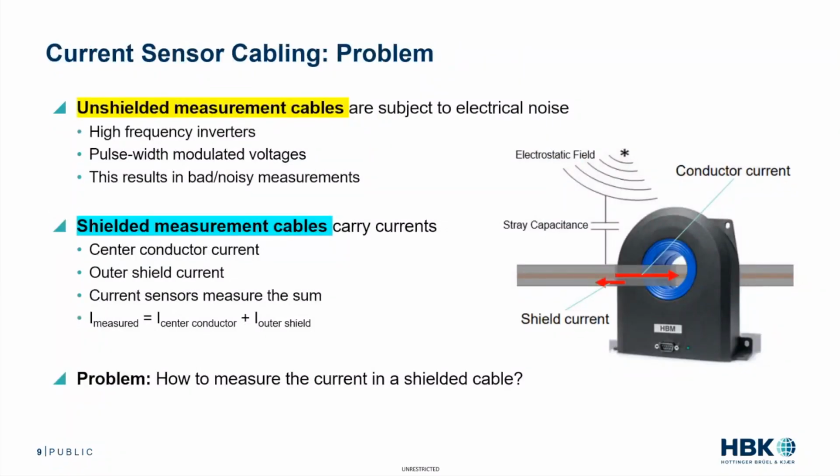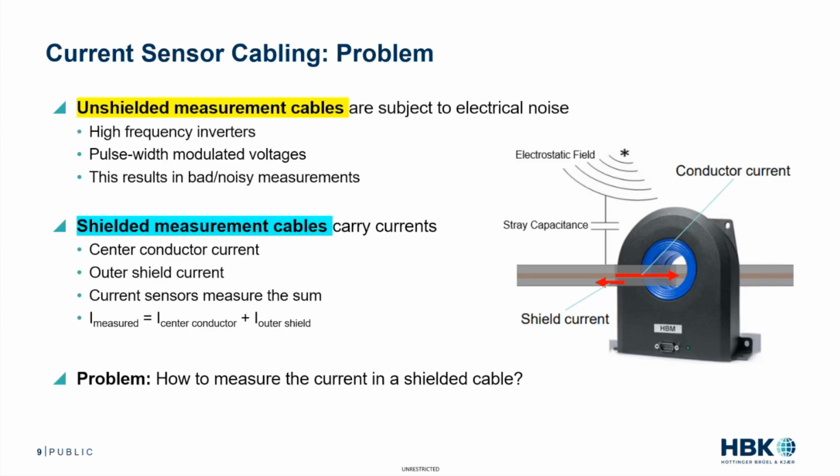So let's talk about the current sensor cabling, one of the major focuses of this webinar. Some issues that you have, whether it be unshielded measurement cables or shielded measurement cables. First, with unshielded measurement cables, you're subject to electrical noise, obviously. There's high frequency inverters, pulse width modulated voltages, and that's just going to enter into your cable, and basically you're going to have noisy measurements.